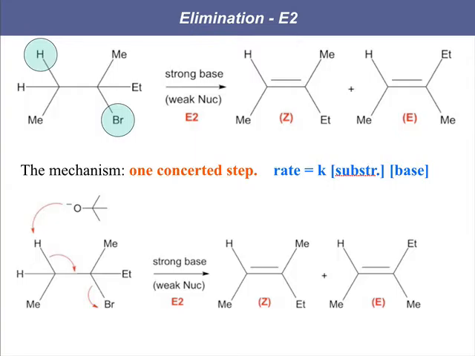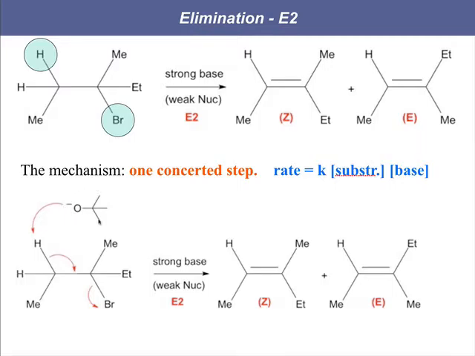The mechanism for this transformation from our starting material to our products involves only one step. This reaction occurs in one concerted step, and it looks a lot like it did for SN2, where the rate of the reaction is equal to some rate constant times the concentration of our substrate times the concentration of our base. We're going to be using something that's going to act as a base instead of something that acts as a nucleophile. And here's what it looks like.